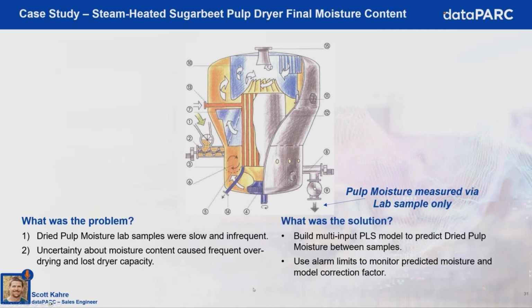So the solution was to build a multi-input PLS model to predict the moisture of the dried pulp as it exited the dryer. And that information would be available real time in between sample results. And then we set up limits and alarms based on that calculated value, that predicted value, to monitor the process and make sure that we were within spec. And also, and this is key, we can look at the correction factor between the modeled result and the actual lab data that come in every few hours, and make sure that that correction factor is also not increasing too high using alarm limits.